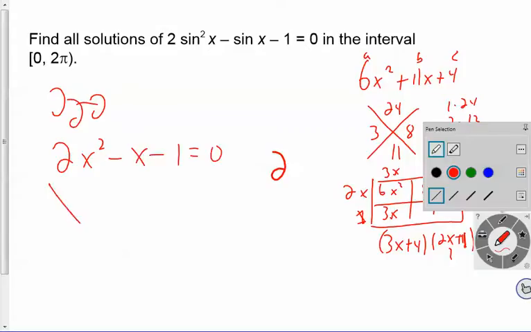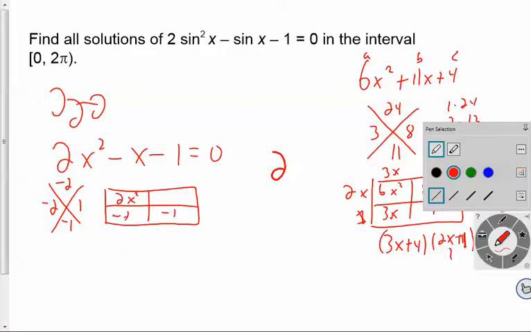So then I'm going to go ahead and do this. 2 times negative 1 is a negative 2, and that adds up to negative 1. Well, that's a negative 2 and a positive 1. So I'm going to do this right here. Put a 2x squared there, put a negative 1 here, put a negative 2x here, and a positive 1x here. This way they have an x in common. This way they have a negative 1 in common. This is a 2x. This way is a 1.